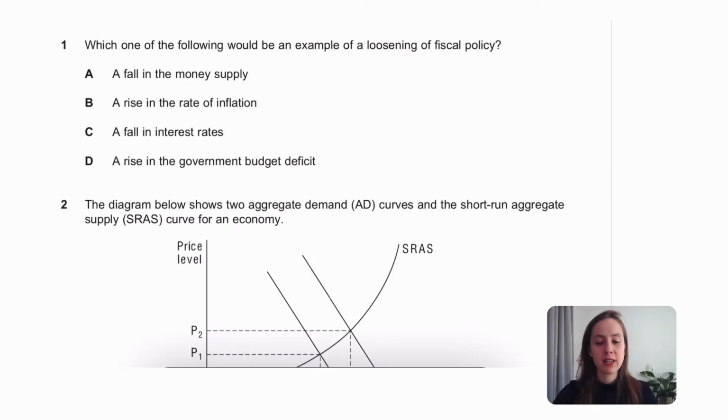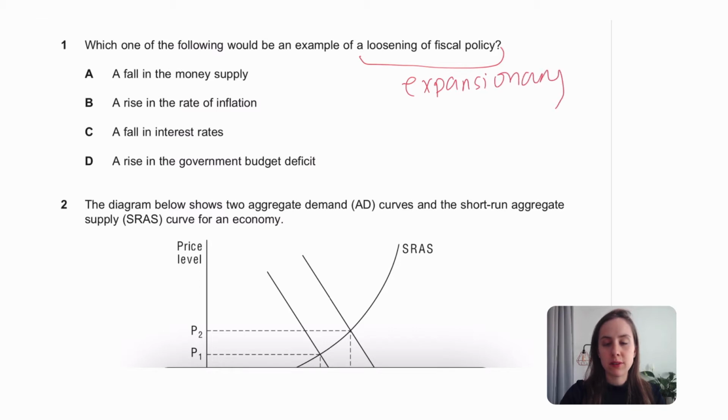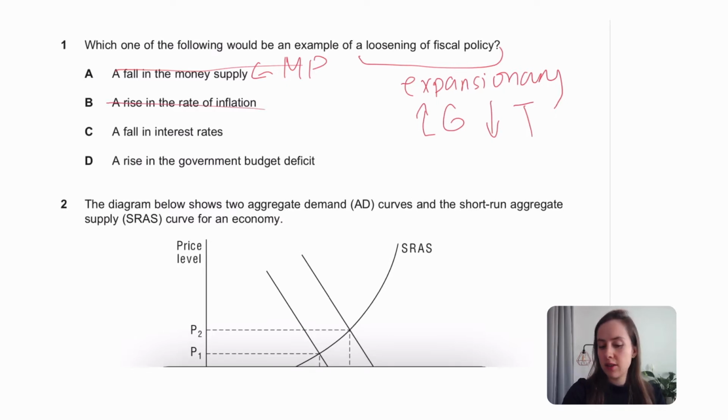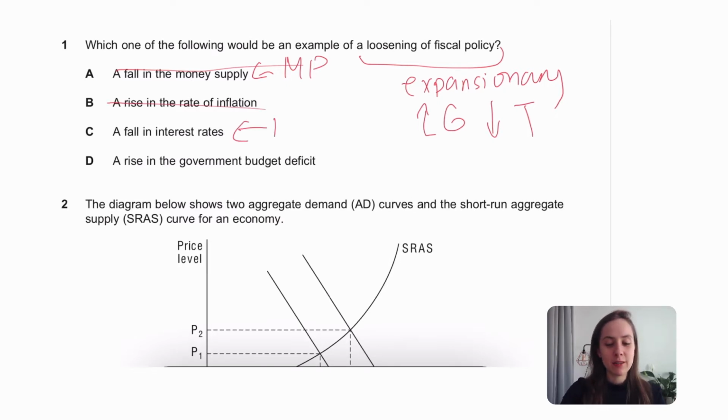Which of the following would be an example of a loosening of fiscal policy? In other words, this is called expansionary fiscal policy. That's usually the more common way you may have heard of that. Expansionary fiscal policy means increased government spending and decreased taxation. And money supply is actually monetary policy, so that's not the right one. Inflation is not a policy. A fall in interest rates is monetary policy. So actually we got lucky, that's the answer, D.